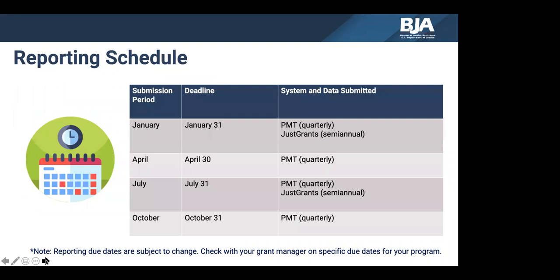This table outlines the reporting schedule for both the PMT and JustGrants. As you can see in the third column, PMT reports will be due every quarter, whereas JustGrants reporting will be required semi-annually in January and July. The PMT is accessible year-round for you to review and edit your data, generate reports, and more. But you'll need to contact the PMT help desk to unlock your reports when you need to revise previously completed reports. Please note that reports are due 30 days after the end of a reporting period.